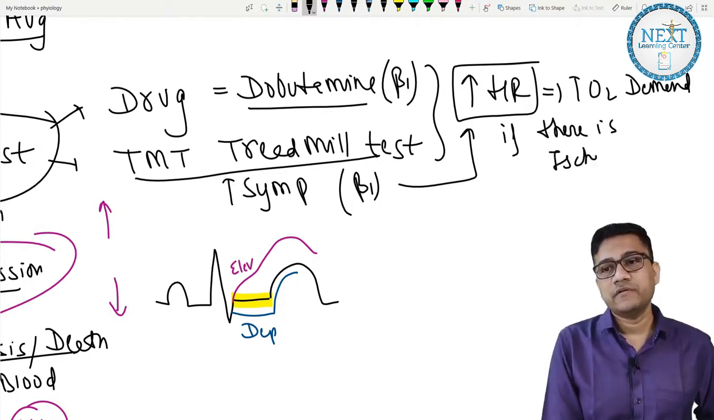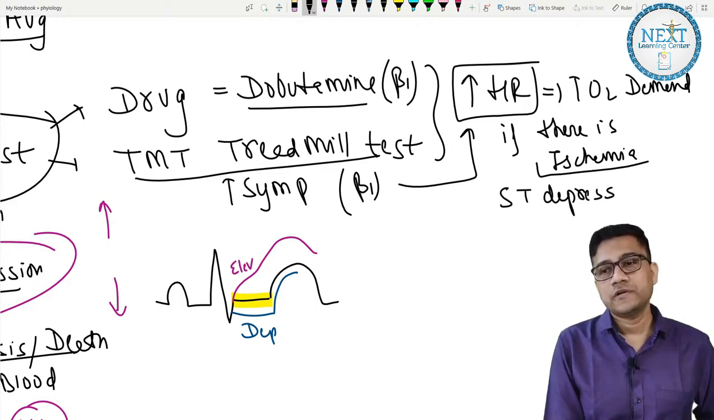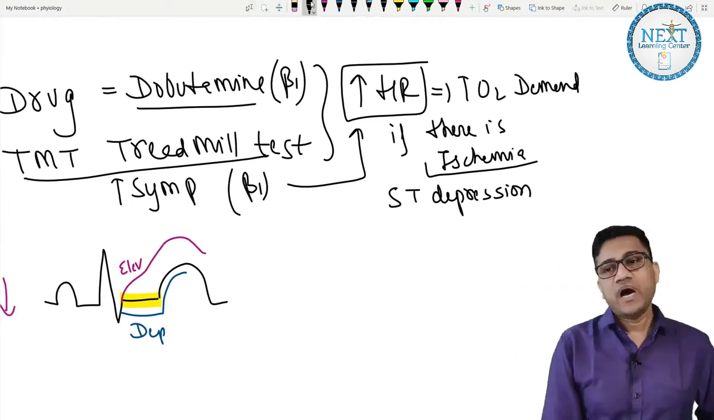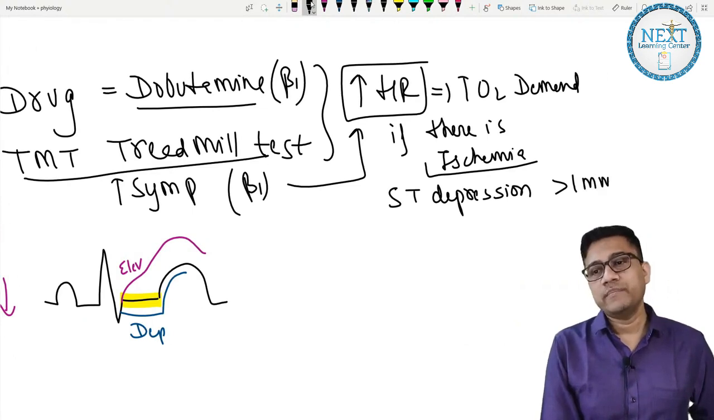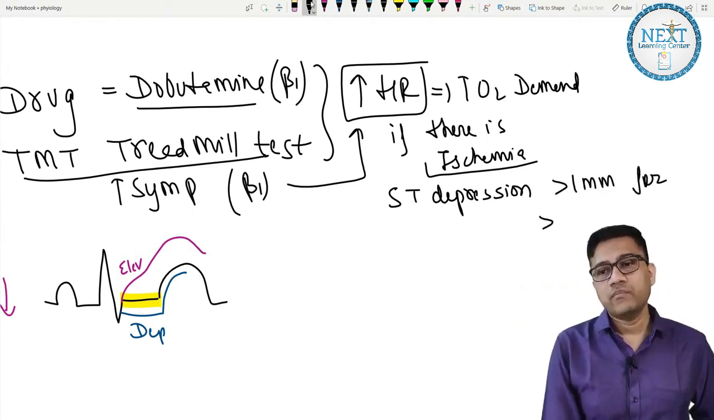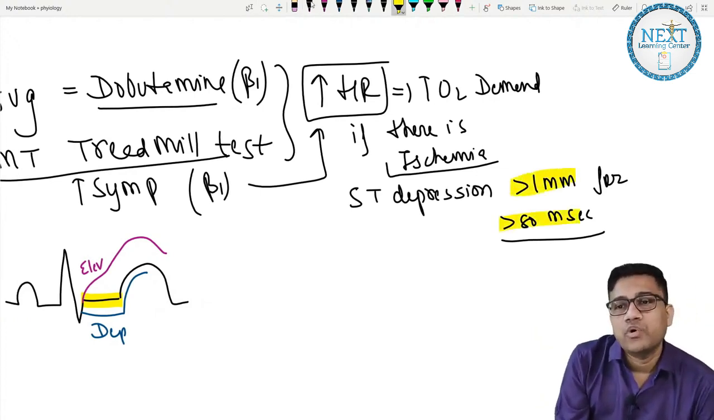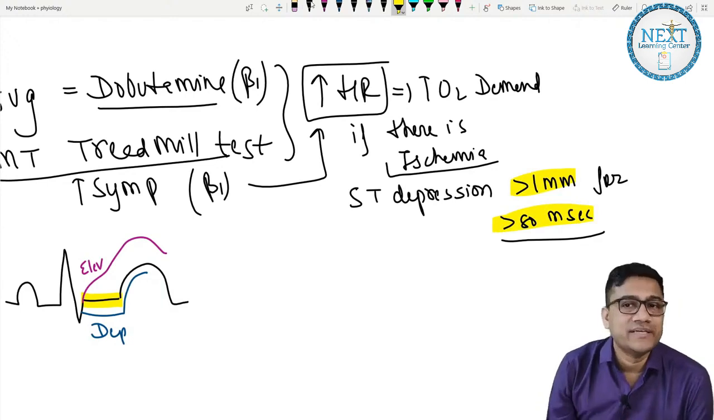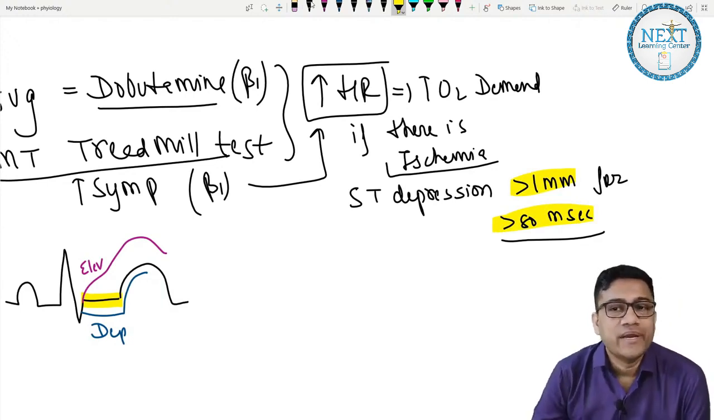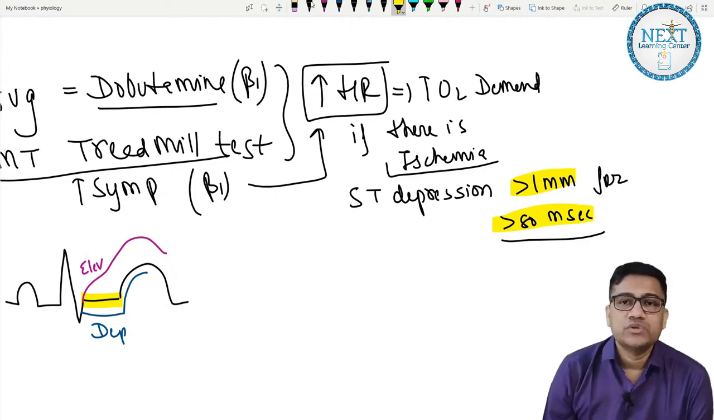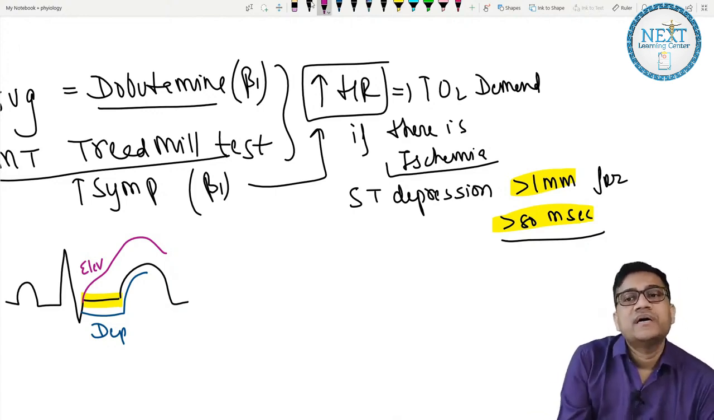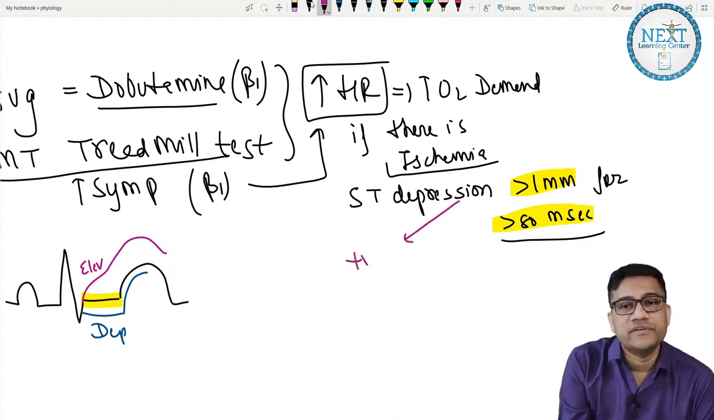And if there is ischemia, there would be ST depression. How much? More than 1 millimeter for more than 80 millisecond. So the criterion is ST depression of 1 mm for more than 80 millisecond, that is 0.08 second. Are you clear? So 80 millisecond is 0.08. This confirms the test. So this is a positive finding, a positive test.